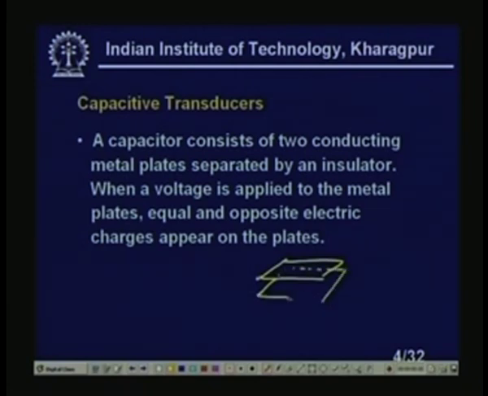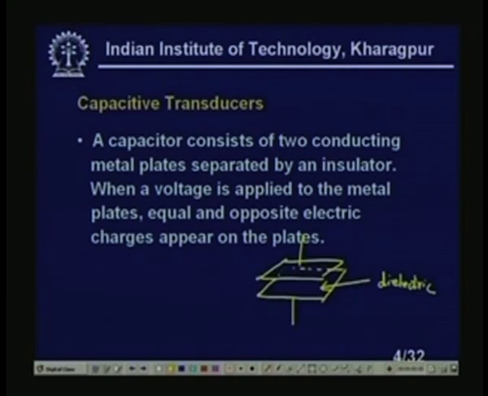It could be two parallel plates. In between we have a dielectric. And so it happens that the capacitor consists of two conducting metal plates separated by an insulator or dielectric medium. When a voltage is applied to the metal plates, equal and opposite electric charges appear on the plates.